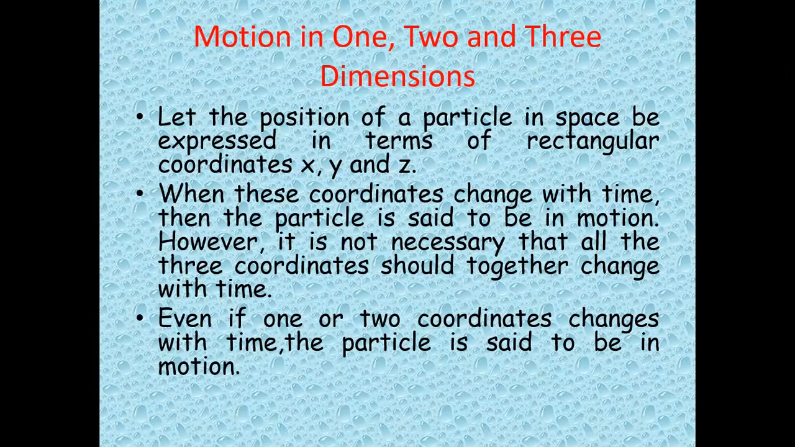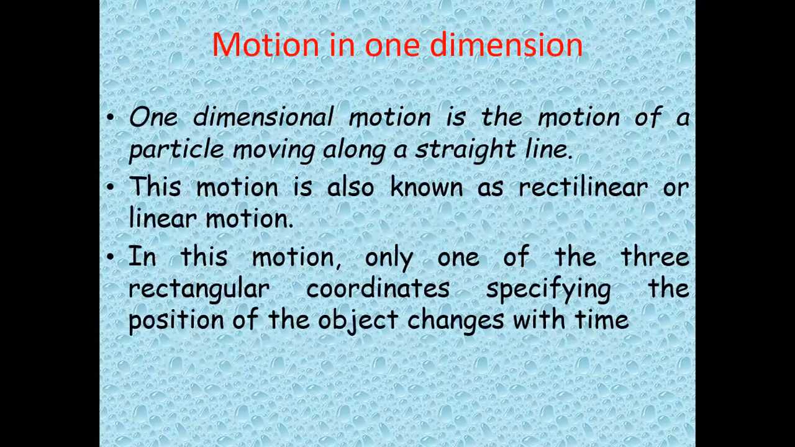Or it is with respect to the x and y coordinates alone, then we can say it is in motion. It is not necessary that all three coordinates should change at the same time. Even if one coordinate changes, then we call it a particle in motion. We'll go one by one.